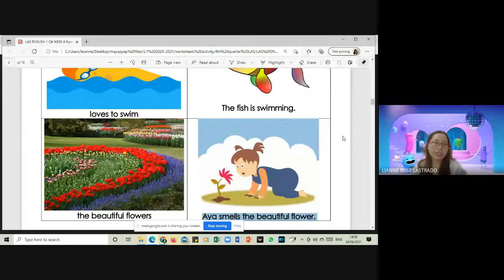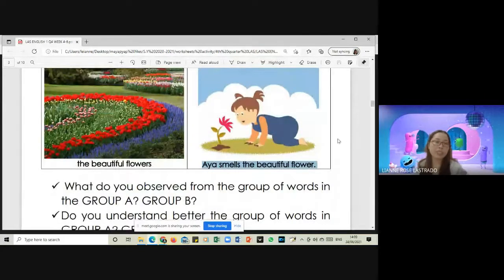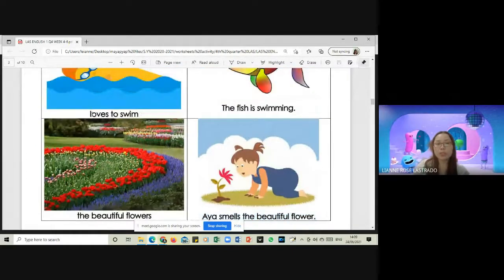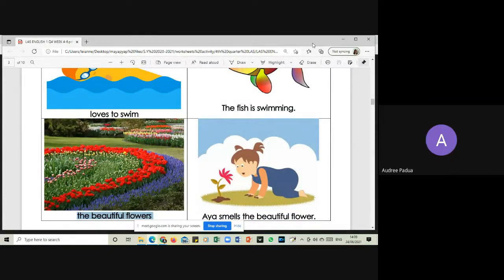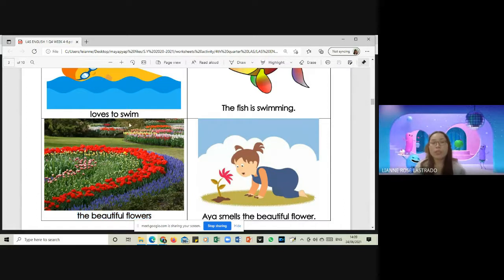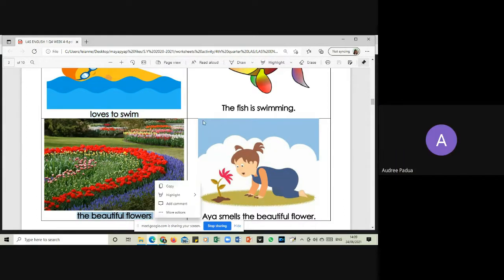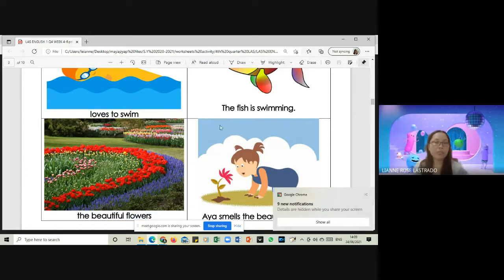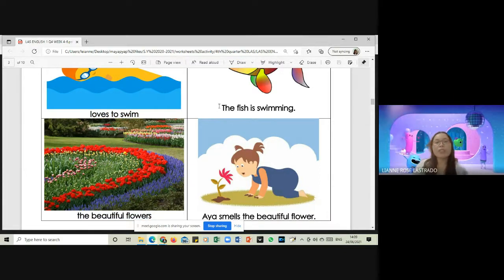Now, let's analyze the group of words here. What do you observe from the group of words in Group A? We have here loves to swim and the beautiful flowers. Group A is a phrase. Very good, Audrey. How about the words or group of words in Group B?